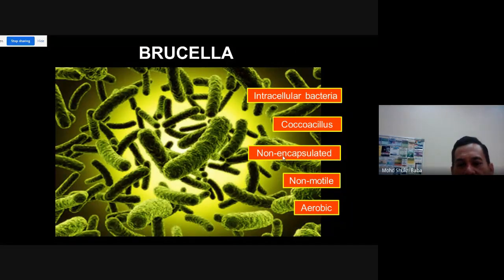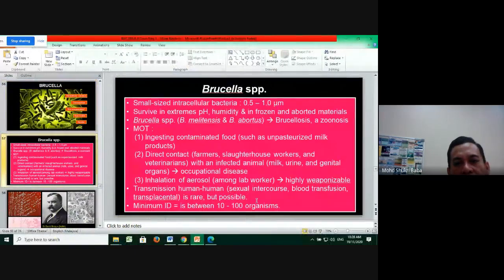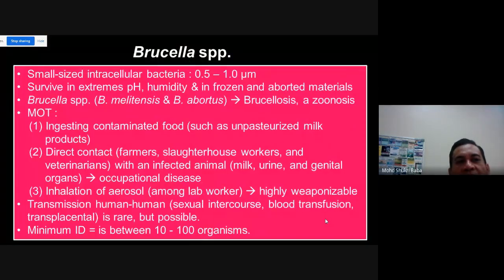Okay, Brucella. Okay, so Brucella is a small size intracellular bacteria which is up to 1 micrometer, survive in extreme pH, humidity, and in frozen and aborted materials. Brucella seperti ada 2 spesies yang selalu obvious, yang selalu kita itu adalah Brucella melitensis and also Brucella abortus, yang menyebabkan sejenis penyakit we call it as brucellosis, sejenis penyakit zoonosis. Kalau zoonosis ni you kena tahu lah apa maksud dia zoonosis, right?